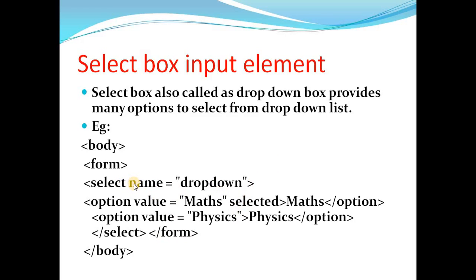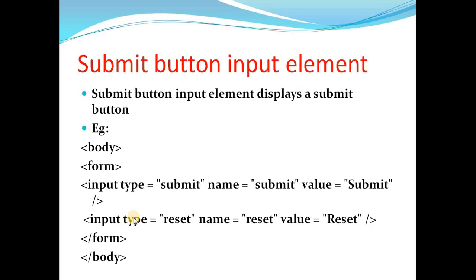You have to use a drop down box for that, and the syntax will be select name equals dropdown, option value equals maths, selected, maths, option tag closed. Like this you have to use. Next comes the submit button. At the end of the form you will get the submit or else reset button.